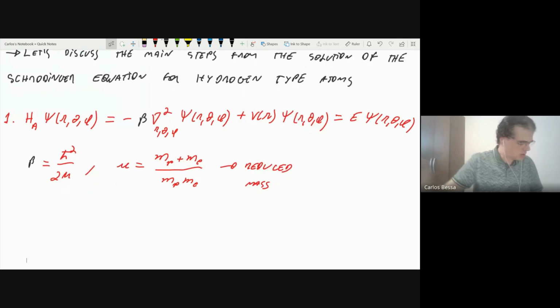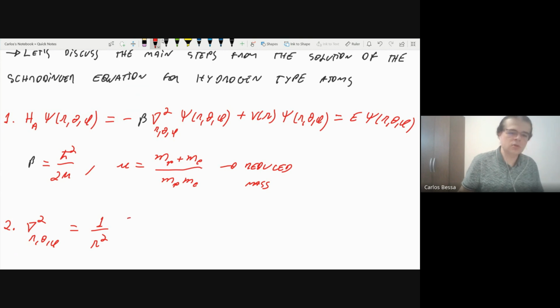Okay. So this is step one. This is my Schrödinger equation in spherical coordinates. Step two. How will I write the Laplacian operator in terms of r, theta, and phi? This is the general form, you can write it in this way.